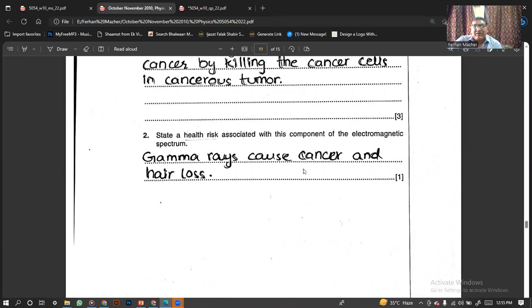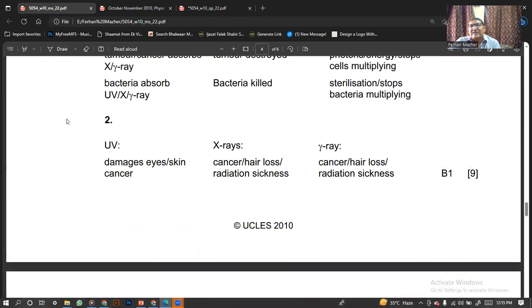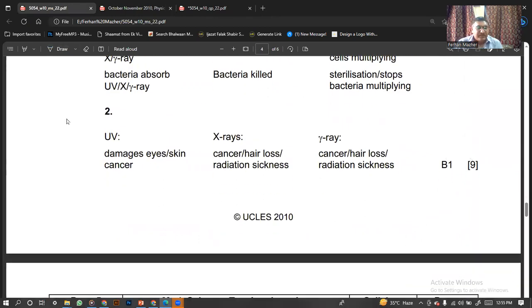The gamma rays cause cancer and hair loss. You might have heard that when cancer patients have radiotherapy, radiation is given to them to kill the cancer cells, so they lose their hair. UV light can damage eyes, skin, cancer. X-rays: cancer, hair loss, radiation sickness. Gamma rays: cancer, hair loss, radiation sickness.